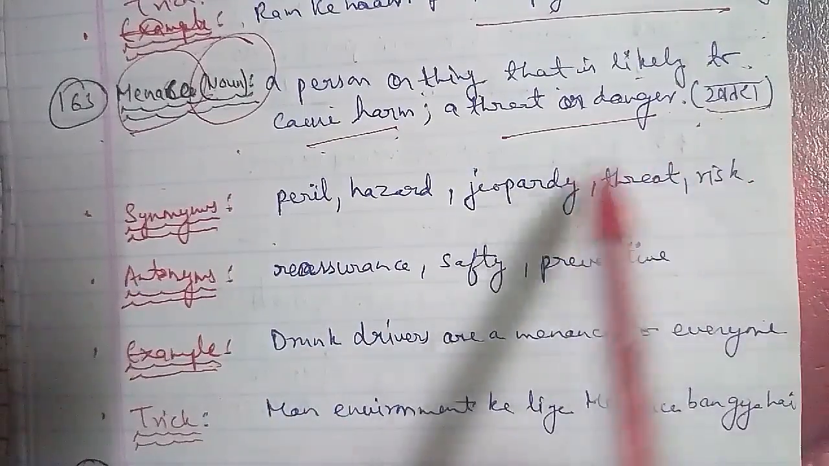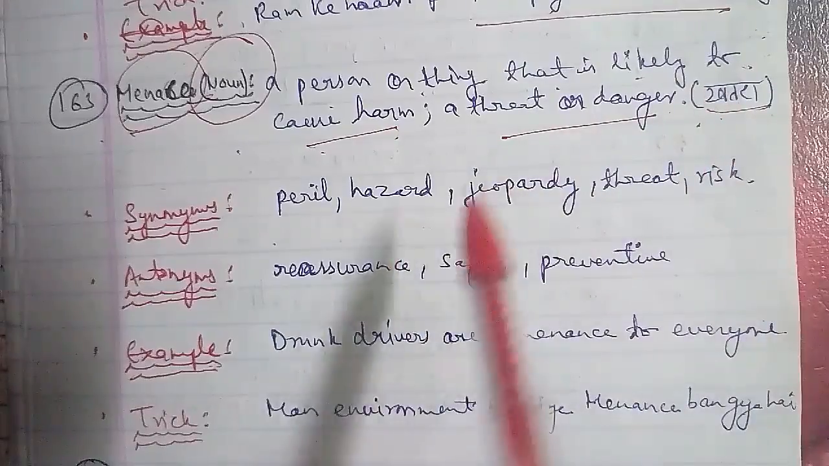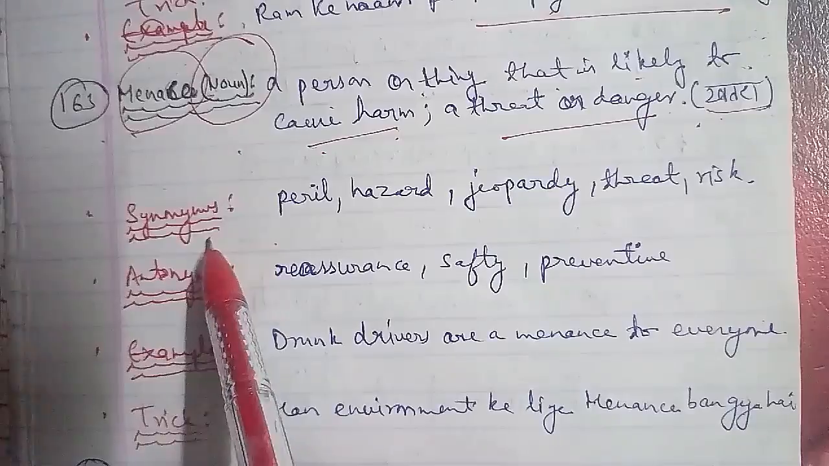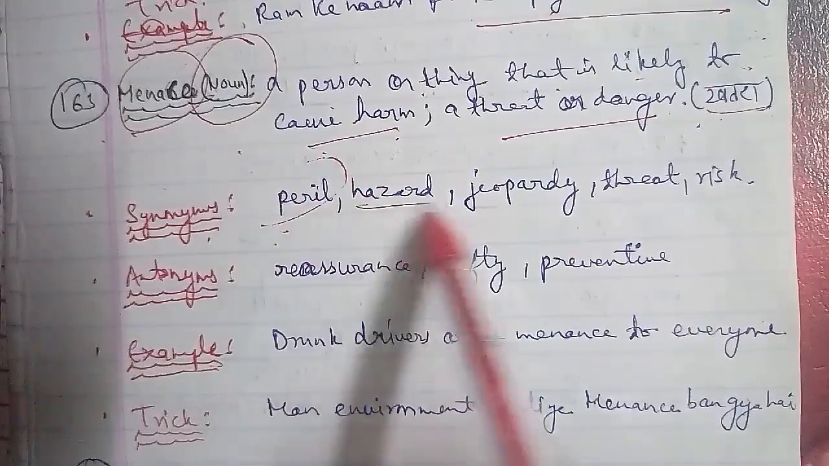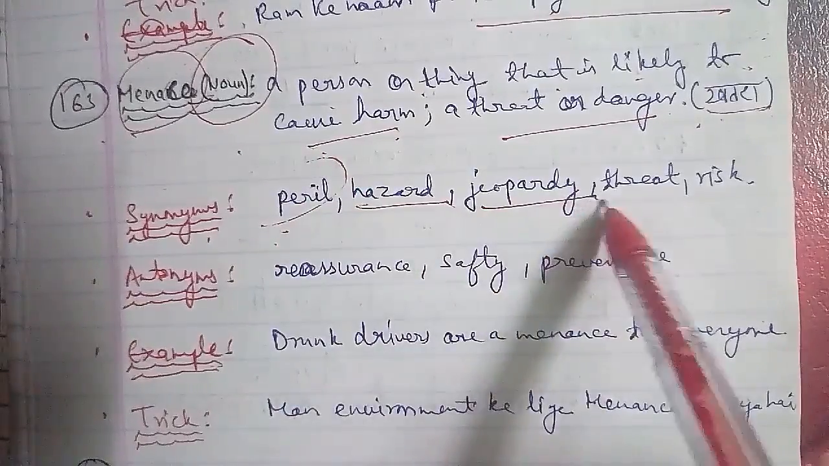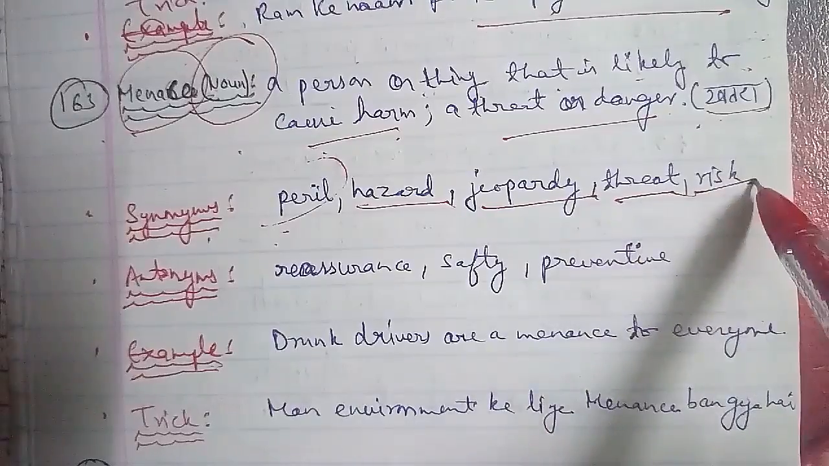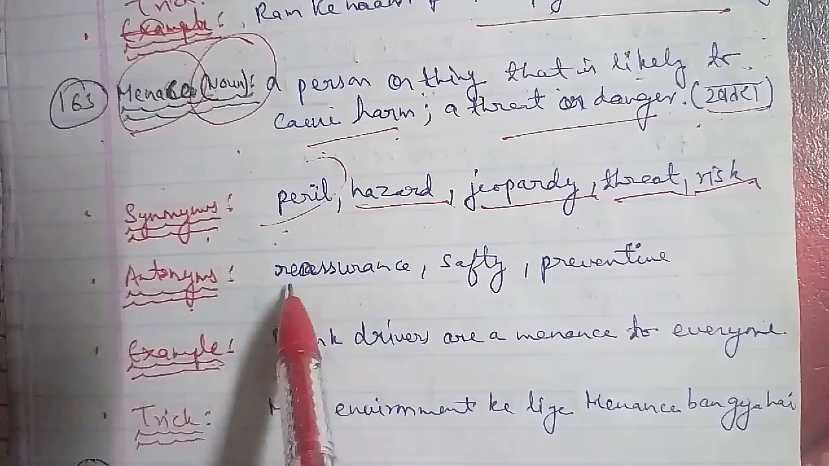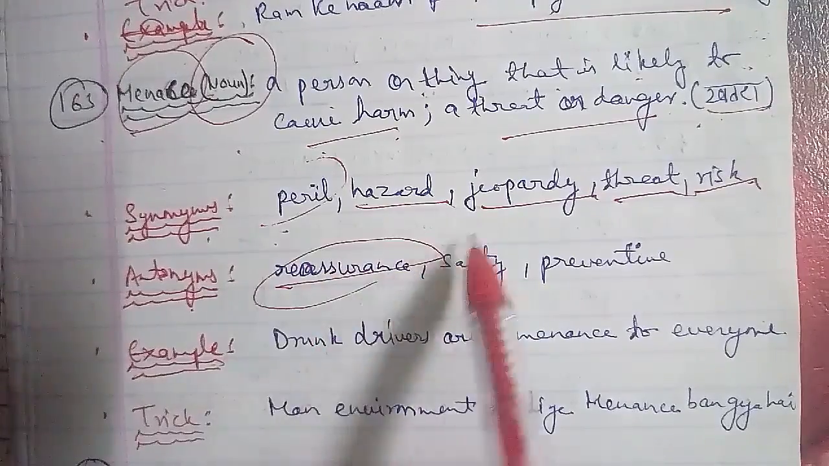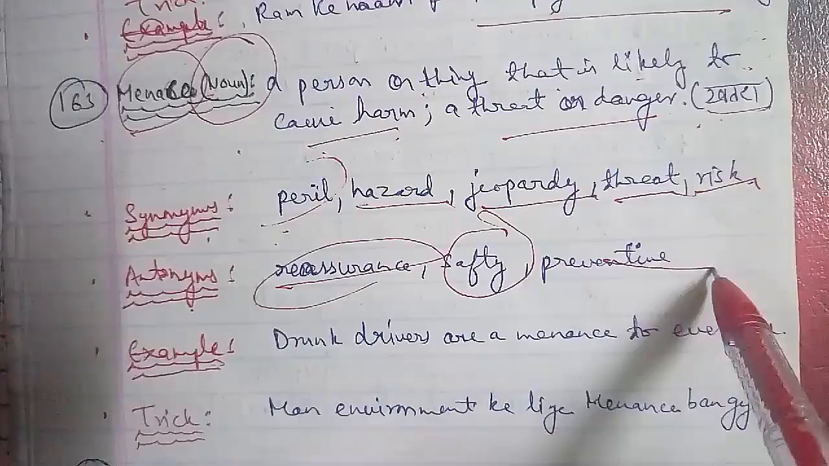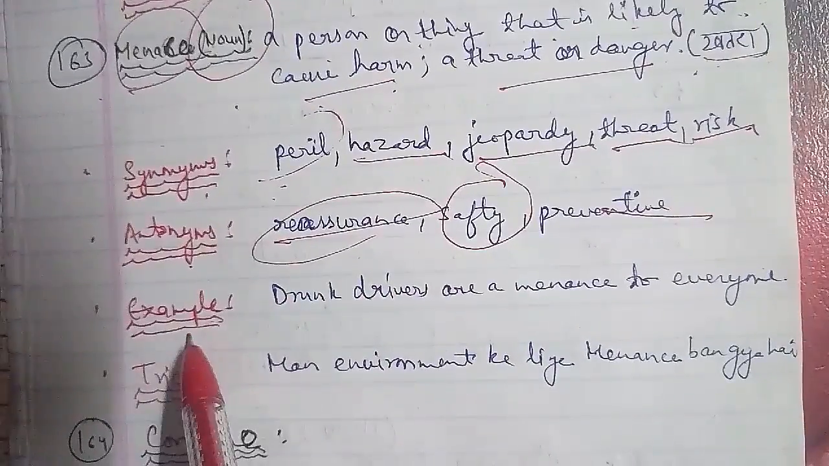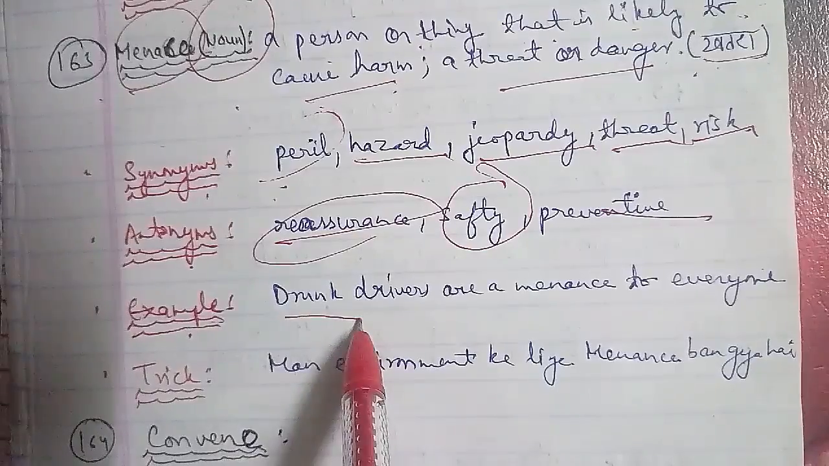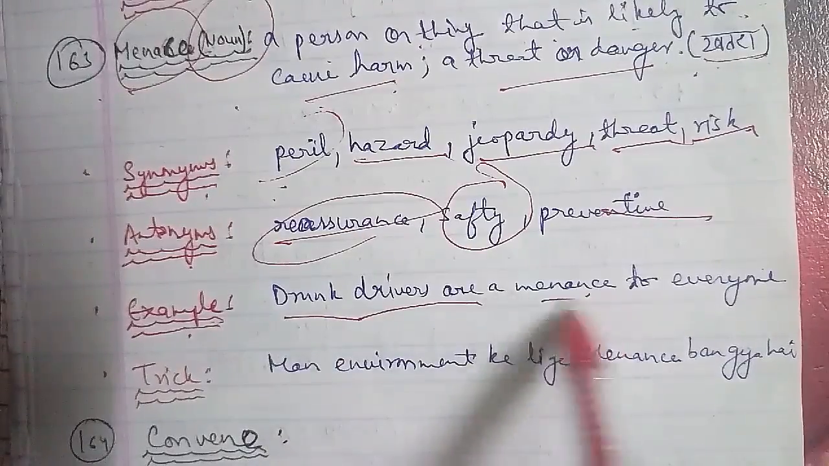Now the example of menace we have here is: drunk drivers are a menace to everyone. जो ड्रंक ड्राइवर्स हैं, जो पी के चलाते हैं, ओके, तो वो हमारे लिए हमेशा खतरा होते हैं. वो हर एक के लिए खतरा हैं जो भी पी के चलाते हैं, ड्राइवर्स जितने भी. तो ट्रिक फॉर दैट फॉर menace वर्ड: मैन एनवायरमेंट के लिए menace बन गया है. मैन एनवायरमेंट के लिए menace बन गया है. Okay, that is dangerous.